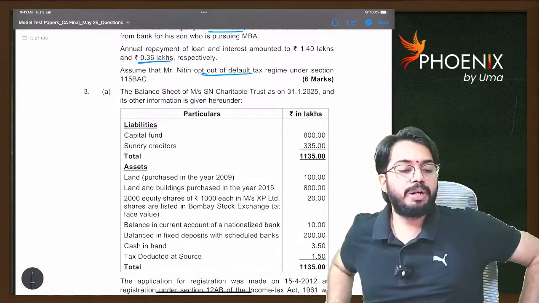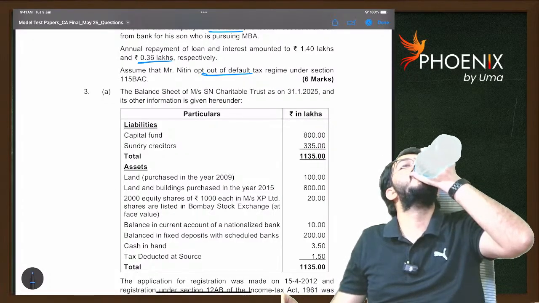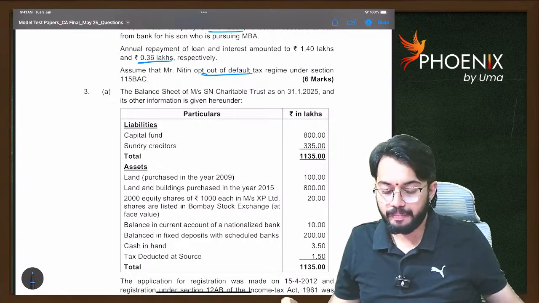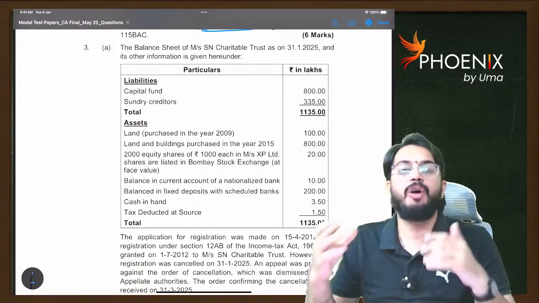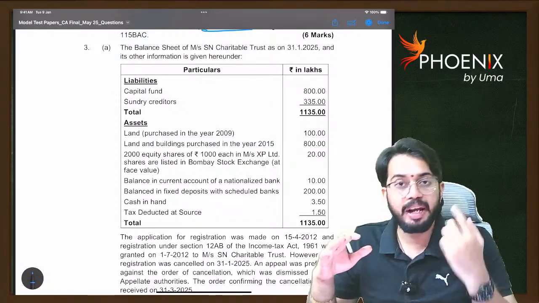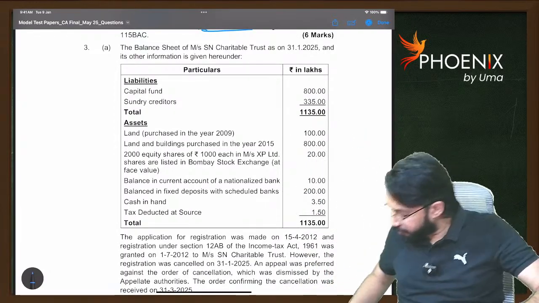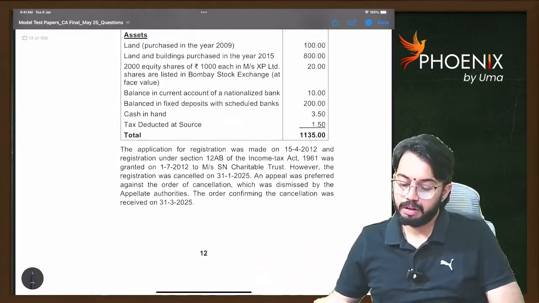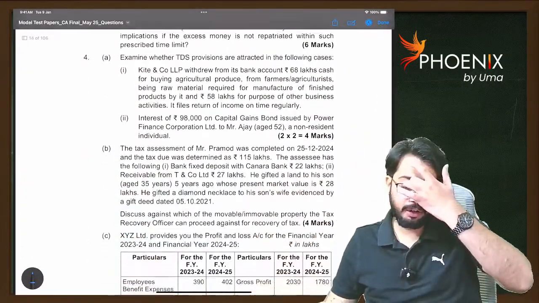So did you understand question number 2? Everybody? Next, question number 3. Come join live, everybody. Consistently we will solve all these MTPs. Eventually you will pass in the exam. All this knowledge is going to create value addition to you, benefit to you. So shall we do question number 3?